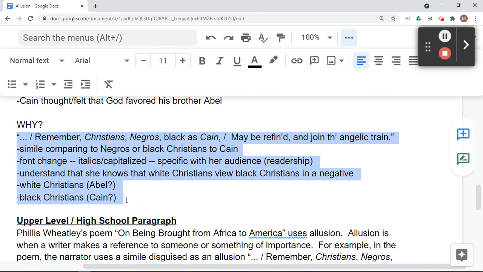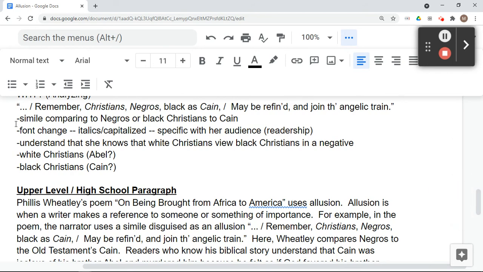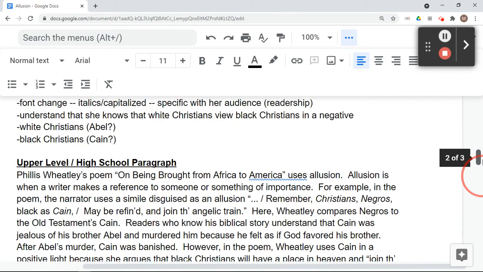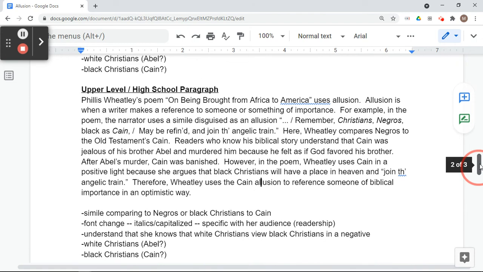This idea, we're inferring more. Remember, when you're asking why questions, you're essentially analyzing the why, and you're inferring. We can't sit Phyllis Wheatley down and ask her these questions, so we have to come up with our own ideas. We have to come up with our own whys. And so in this particular section, I'm going to borrow some of the ideas that we came up with for our why, and move it down so I can include it in our paragraph. Let's take a look at what we have.